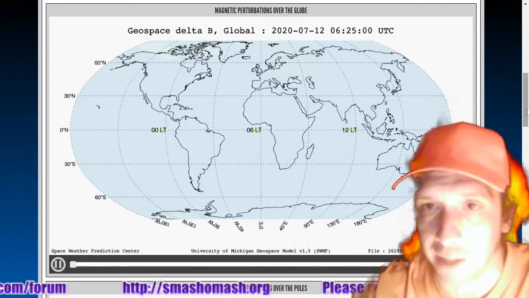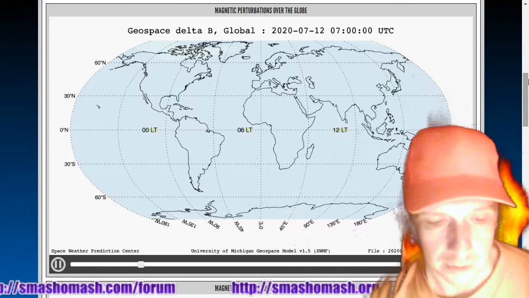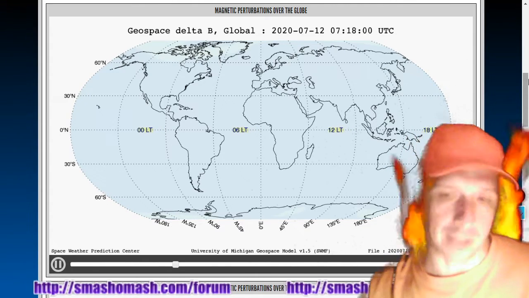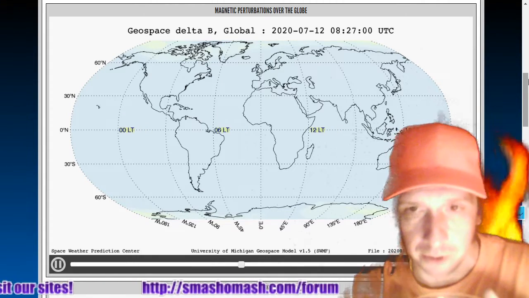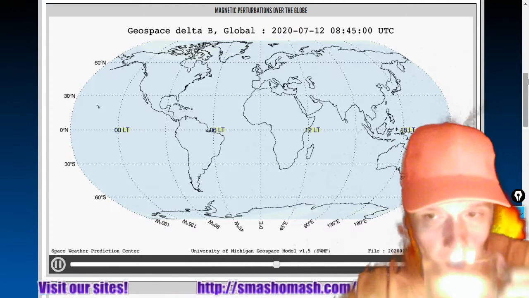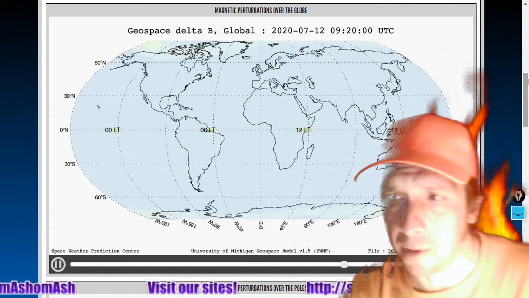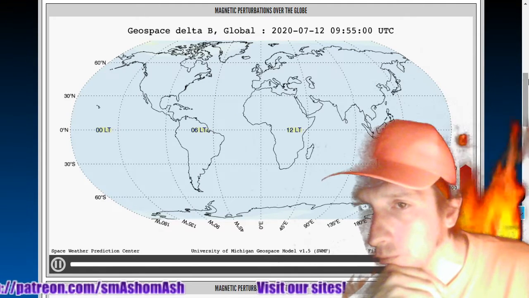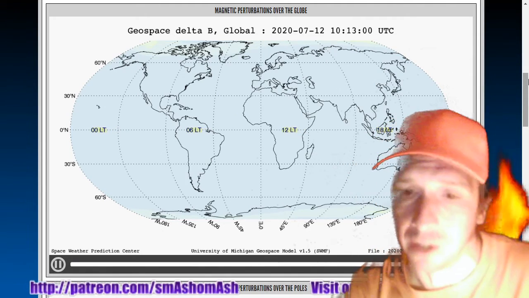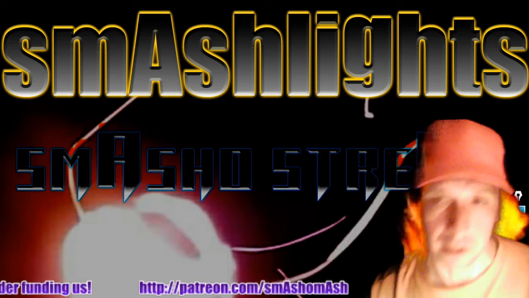Here are the ground magnetic perturbations, and you could say it's kind of similar to the KP index in some ways, and you don't really see a lot of magnetism here. Everything's pretty calm right now. Anyway, there's 4 hours of data, courtesy University of Michigan Geospace Model V1.5.